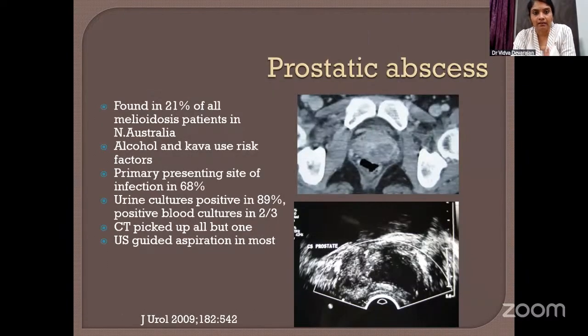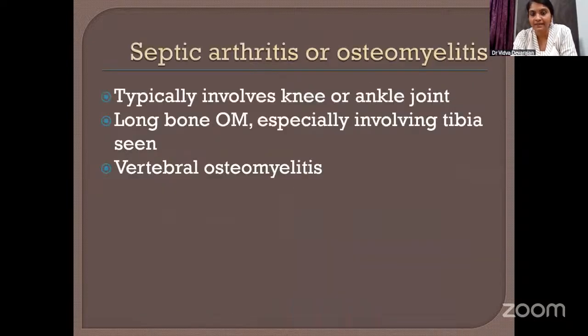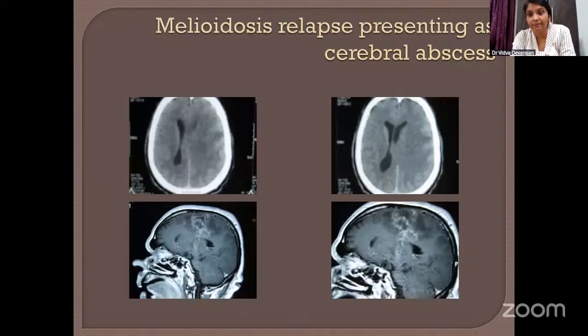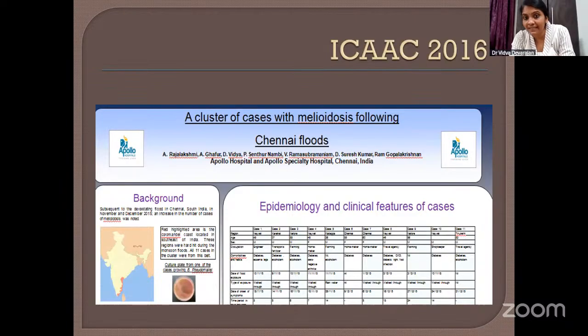So this is 21%. This paper, in a urology journal, actually said that 21% of all melioid patients in North Australia had prostatic abscess. So it's not really uncommon. Look for it. Septic arthritis, vertebral osteomyelitis, cerebral abscesses, neuromelioid cerebral abscesses is one important. We did see, I think in 2015, post floods in Chennai, a bunch of them coming to us with melioid with various presentations, including parotitis.